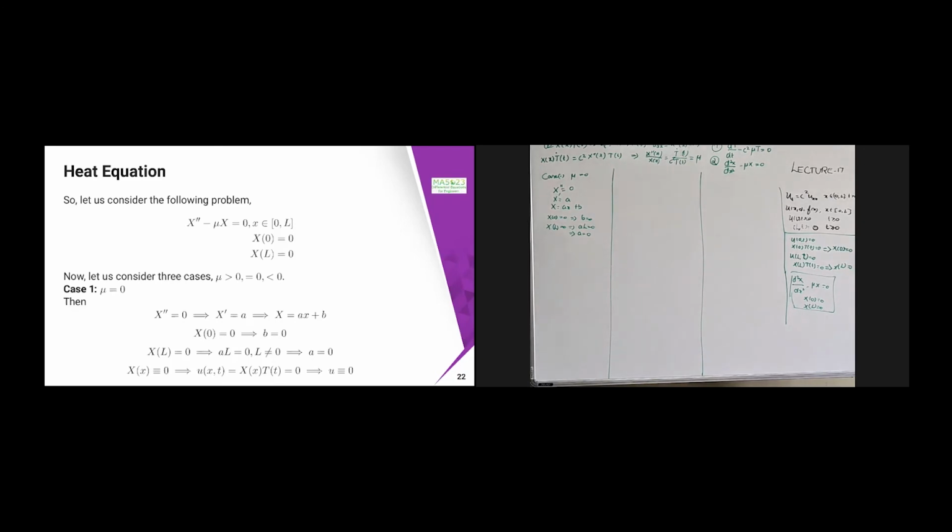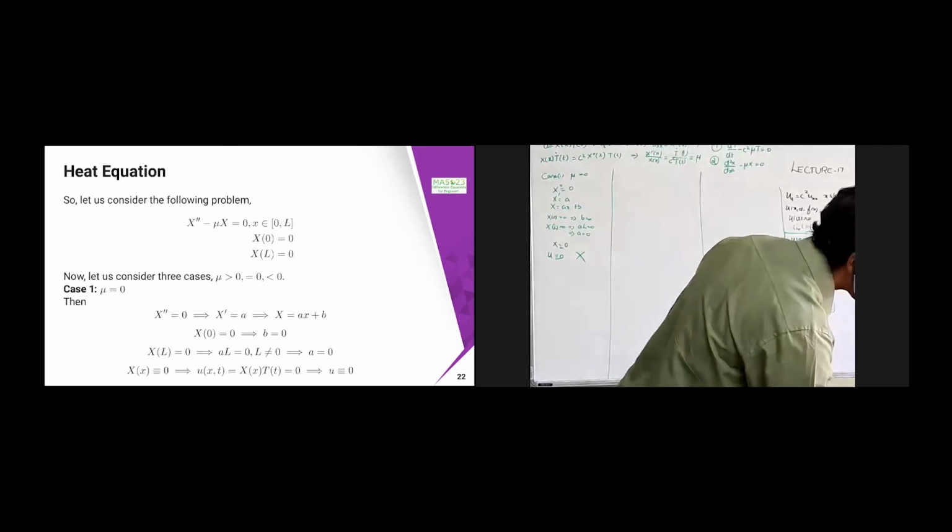L is a positive number because the interval is 0 to L. Therefore, you are going to get a equal to 0. So that means this is also 0, this is also 0. Therefore, x is identically 0. So if x is identically 0, therefore you are going to get u identically 0. I am not interested in this case, because u is a trivial solution. I am not interested in the trivial solution case at all.